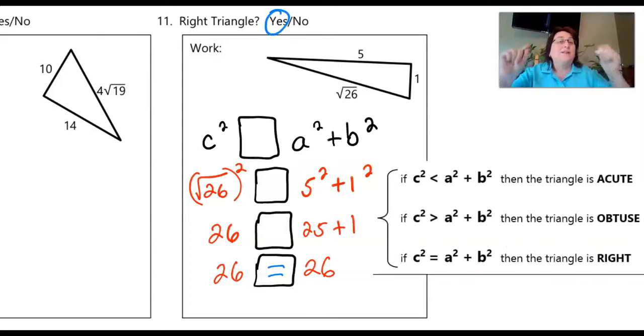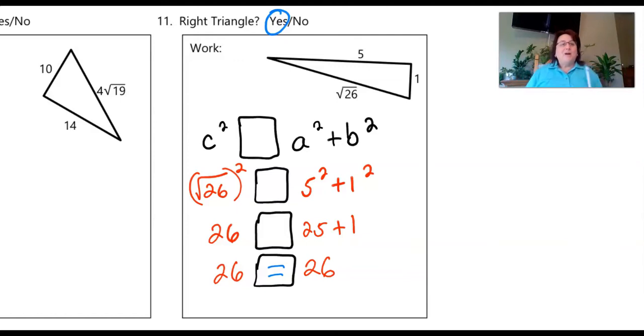Remember, if c squared is less than, then it's acute. It's not right. If c squared is greater than, then it's obtuse. It's not right. Okay? Now, guys, all we're doing in this first part is testing to see if you have a right triangle. But as we go down and look at number 17, we're going to classify these triangles and see what kind of triangle we have. So I'll meet you down at number 17.